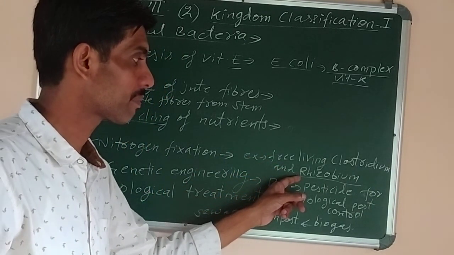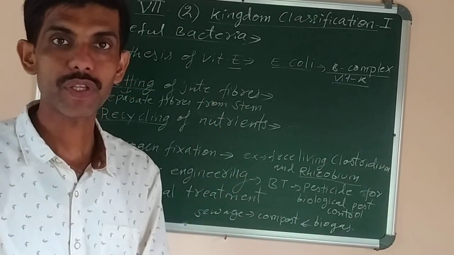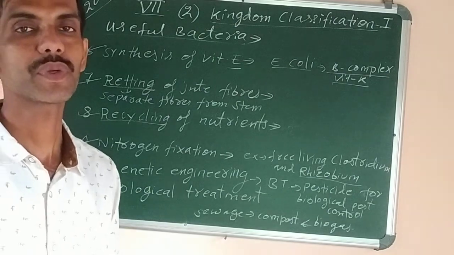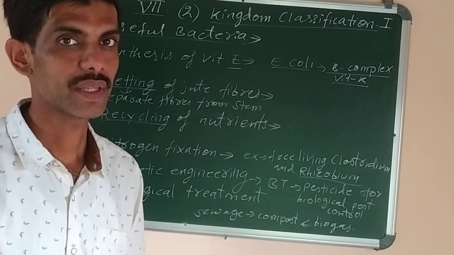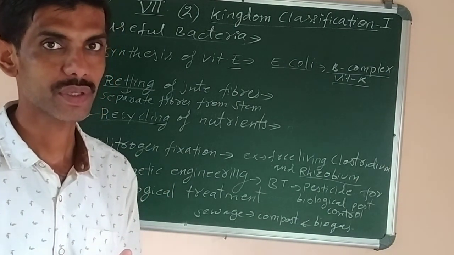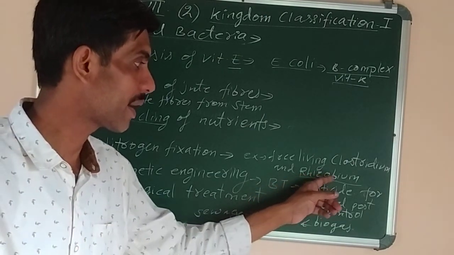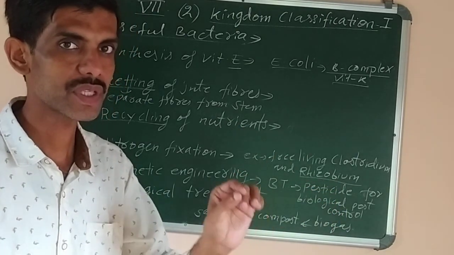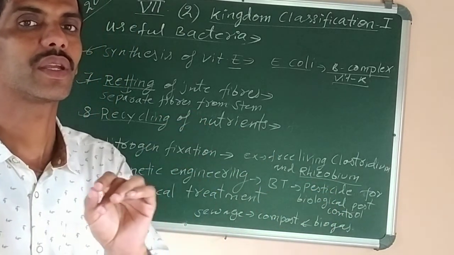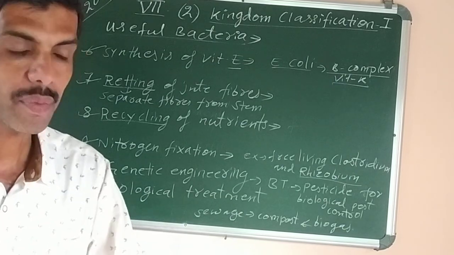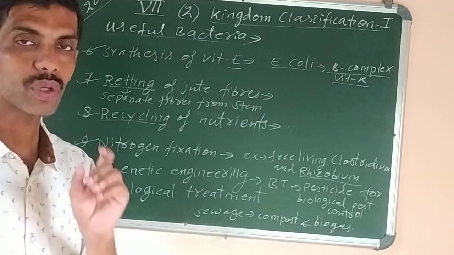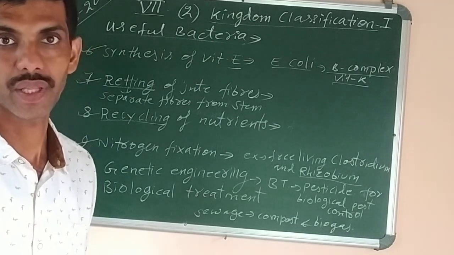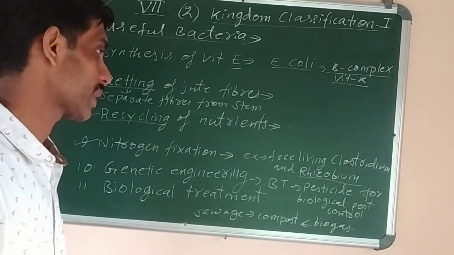Rhizobium is a bacteria which is found in the root nodules of leguminous plants. Leguminous means the plants which produce pulses. They have nodules or swellings in their roots which contain a bacteria called rhizobium. It is a nitrogen fixing bacteria, meaning it will help to change atmospheric nitrogen into nitrates and make them available to the plants, so that those nitrogen nutrients will be used by the plants to make plant proteins for their growth and development.